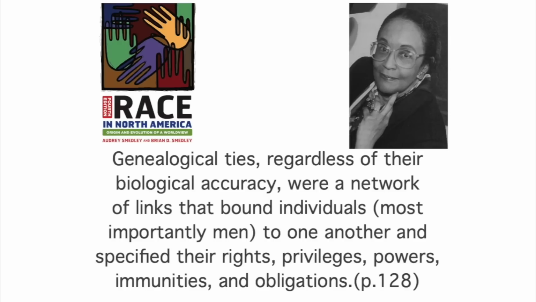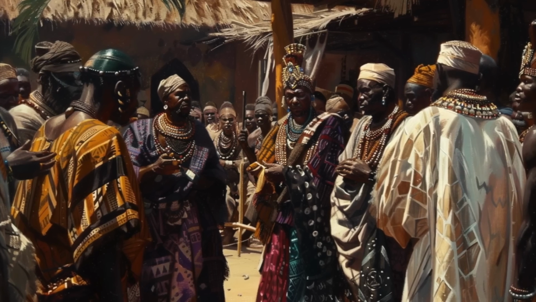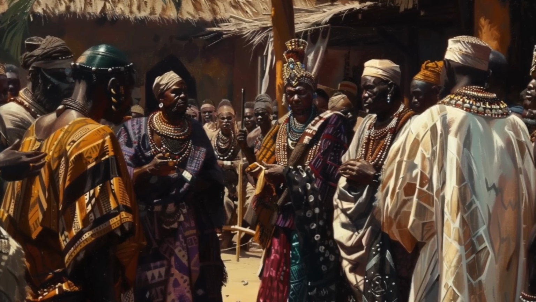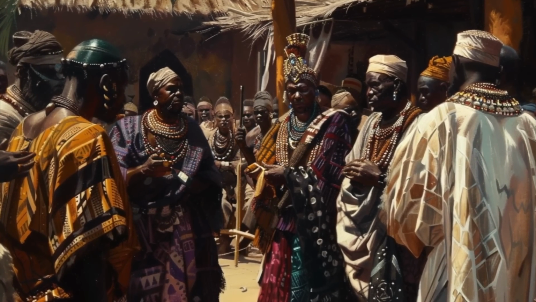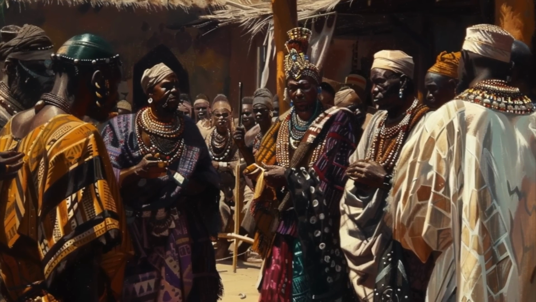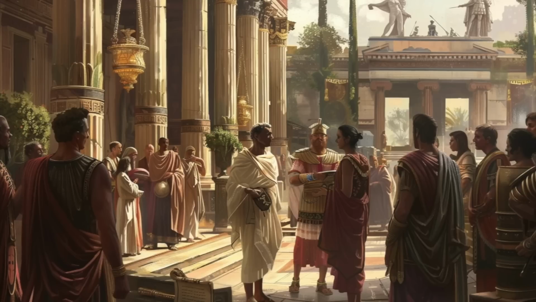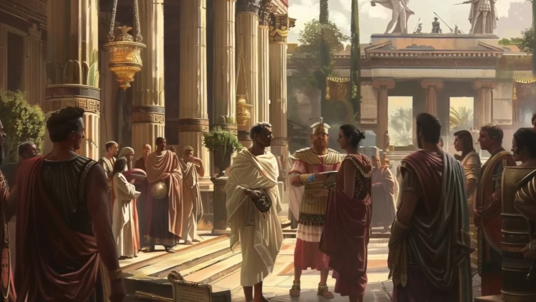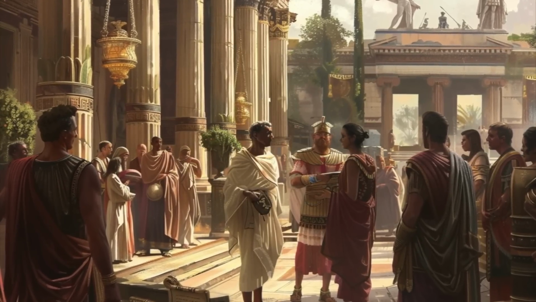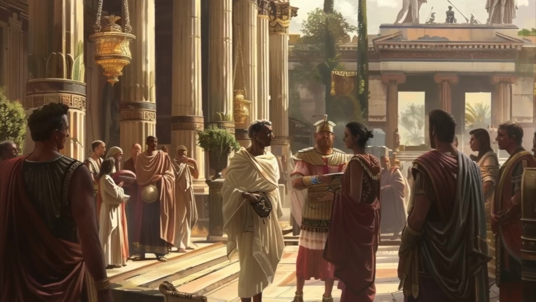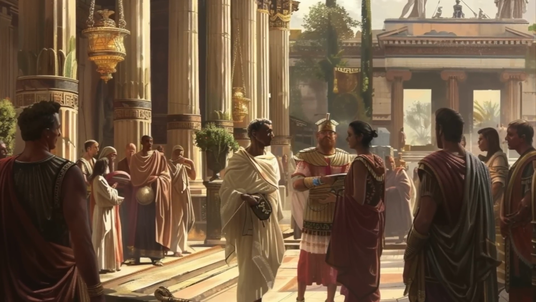Genealogical ties, regardless of their biological accuracy, were a network of links that bound individuals, most importantly men, to one another and specified their rights, privileges, powers, immunities, and obligations. In the urban city-states of the ancient world and in kingdoms and chiefdoms throughout history, kinship underscored the political relationships among peoples and groups. So in the ancient world, a person's family ties played a major role in the political and legal areas, and this was an idea that was understood and accepted by most people during that time.